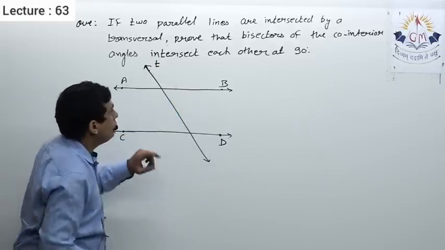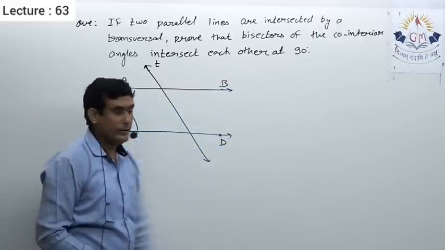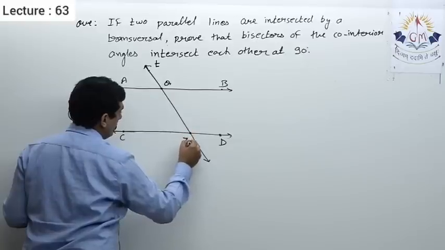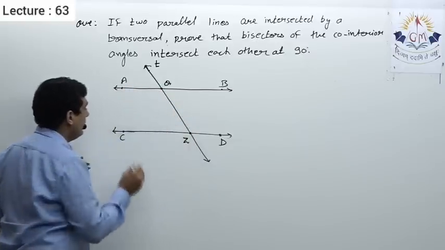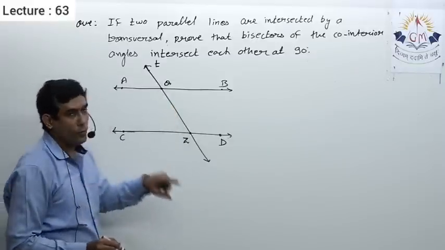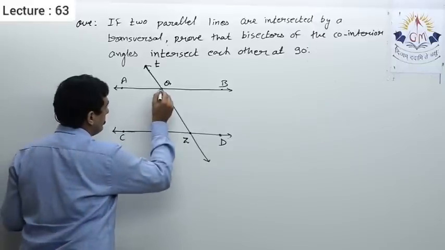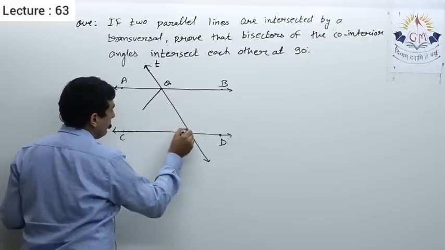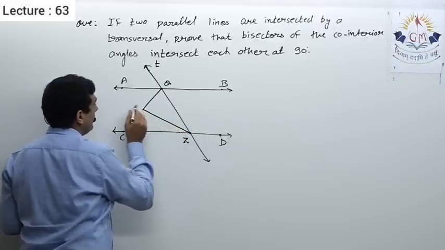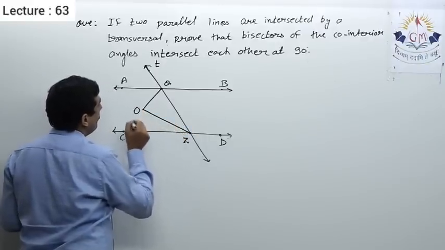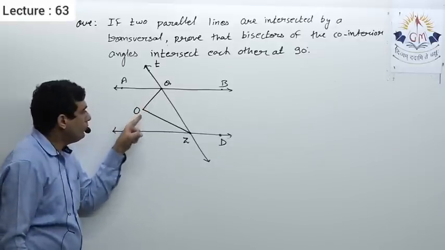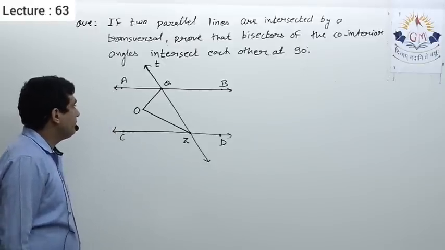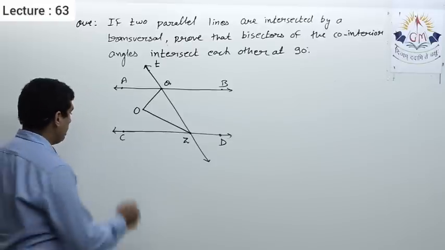Now what we have to prove? We have to prove that bisectors of co-interior angles. So co-interior angles over here are, suppose this is Q, this is Z. So AQZ and CZQ are the co-interior angles. Now if I draw the bisector of this AQZ, and the bisector of this, let them meet at point O. So here actually we have to prove QOZ is a right angle. Okay, so let us see how to solve this.